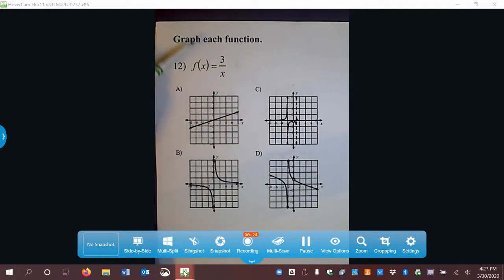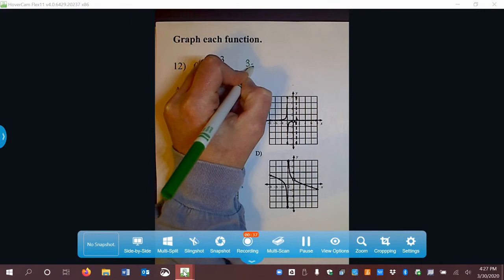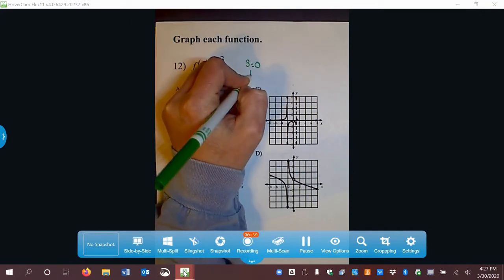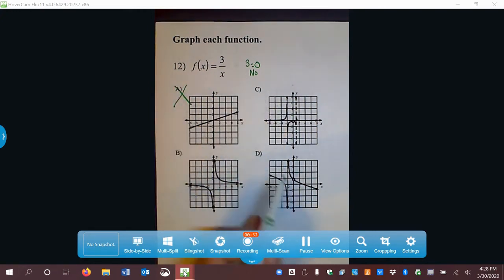If you'll notice for number 12, you have 3 over x. Think about a couple of those things that you have been finding on problems 9, 10, and 11. X-intercepts, well, the numerator equal to 0, and look, there's no x-intercept, so it's not going to cross the x-axis. Well, you'll notice on this option A, it crosses the x-axis, so you know A is not the right answer. Then if you'll look right here on option D, you'll notice the graph does cross the x-axis in 2 places, so you know option D is not your right solution.